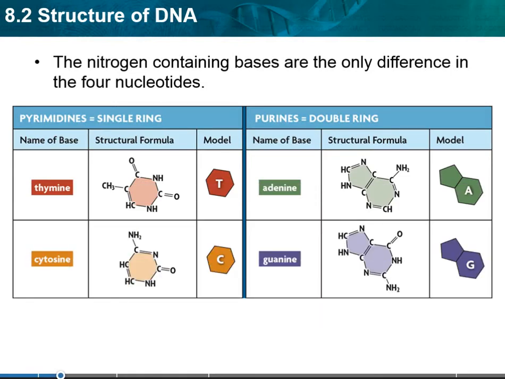So the 4 nucleotides are thymine, which a lot of times is represented as a T, adenine, which is represented as an A, cytosine, which is usually done as a C, and guanine, which is usually done as a G. So thymine and cytosine are what are known as pyrimidines, and adenine and guanine are purines.